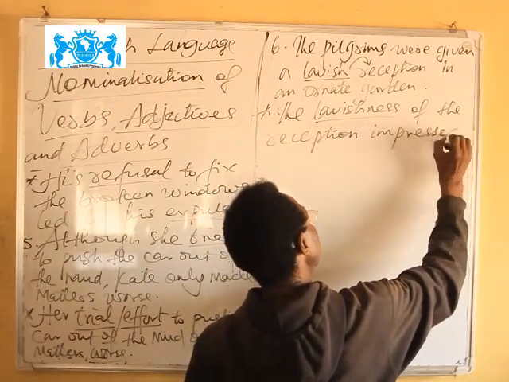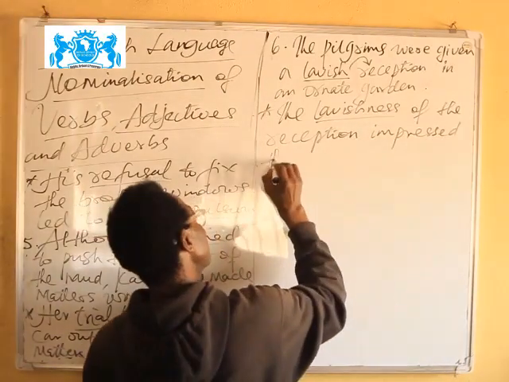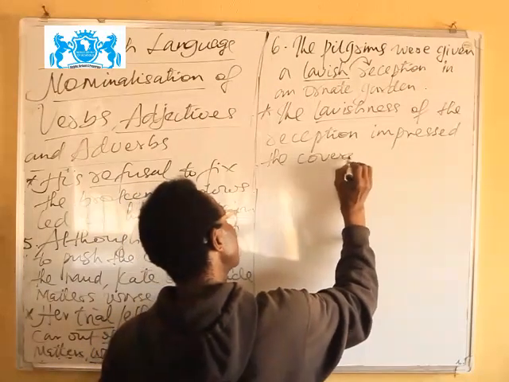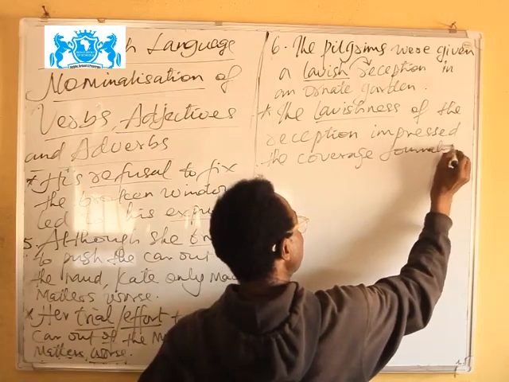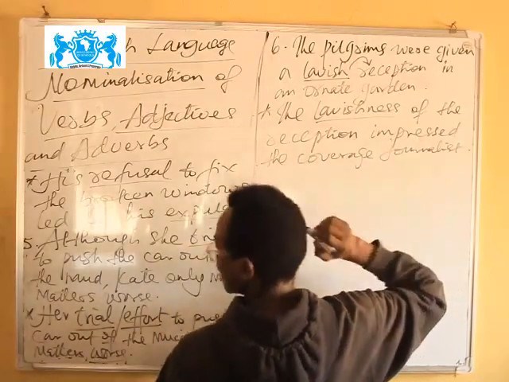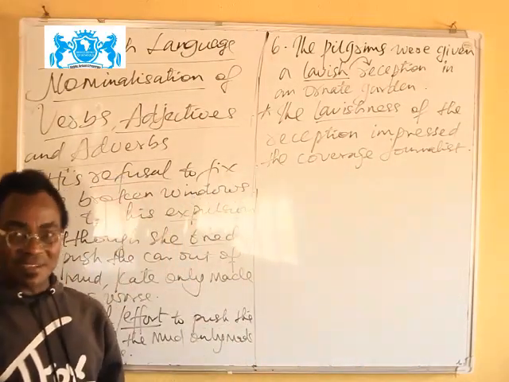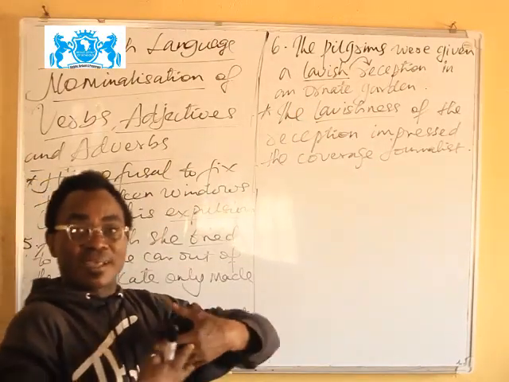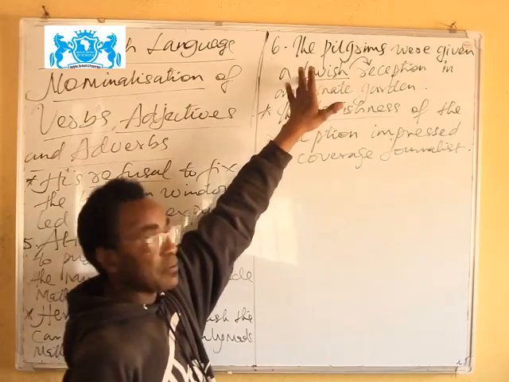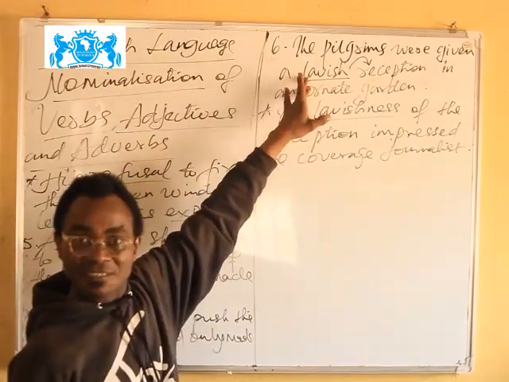The lavishness of the reception impressed the journalist who covered the event. The lavishness, and lavish becomes lavishness when it is a noun form, and it is derived from the adjective lavish.